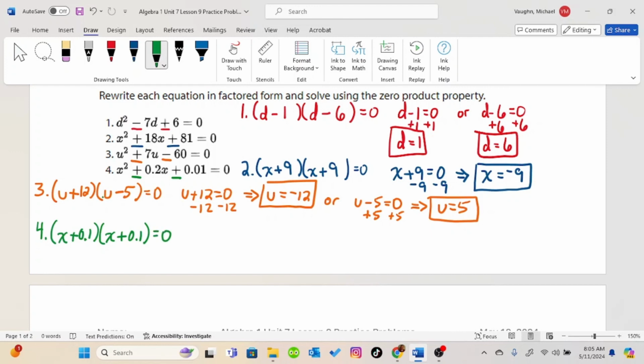Number 4 only has one unique factor, so that means x plus 0.1 equals 0. We would subtract 0.1 from both sides, and we would find out that x equals -0.1. And 4 only has this one answer.